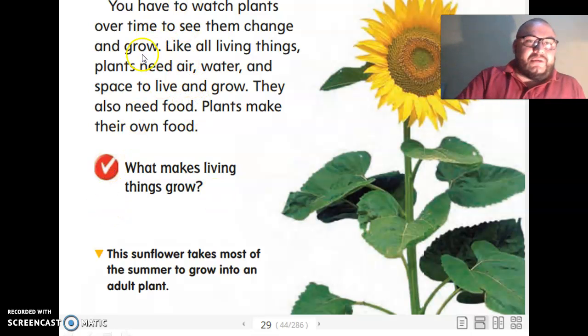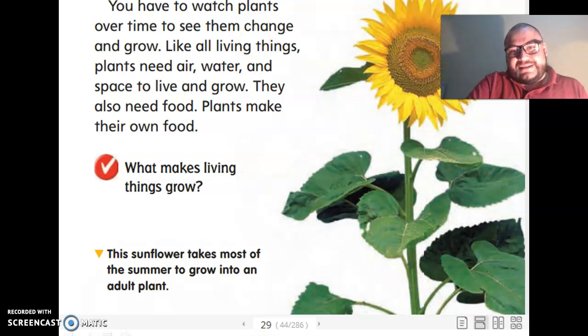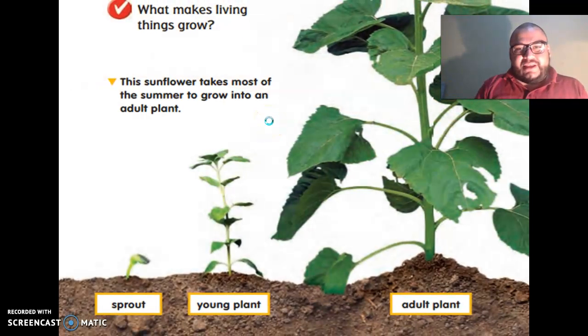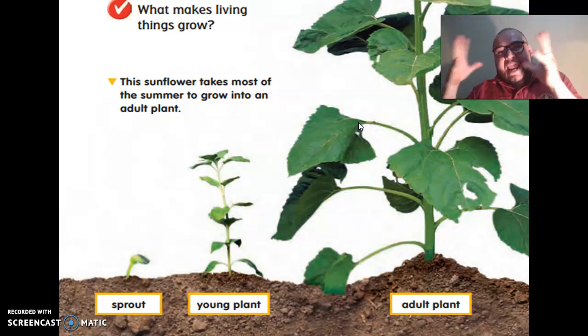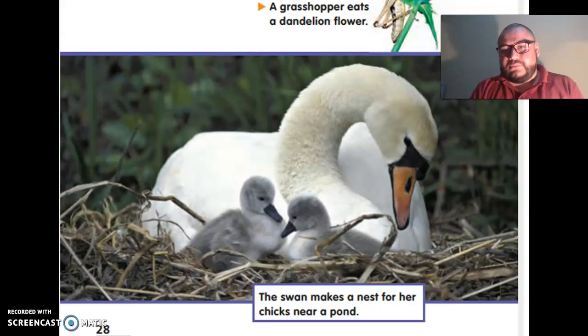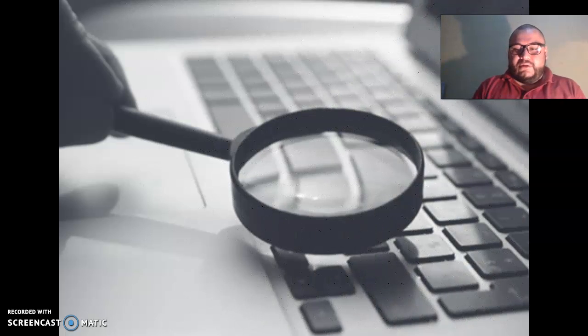For example, the flowers. The sunflowers take most of the summer to grow into the adult plant. The flower is one living thing, and living things have a process. The plants grow: sprout, young plant, and adult plant. It's important to understand: living things change and grow. The animals too change and grow. Very good.